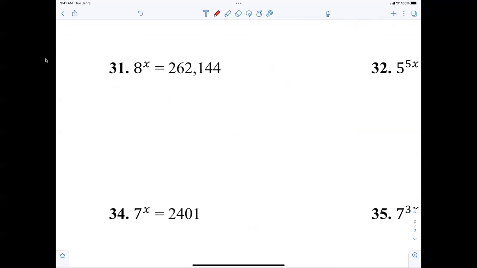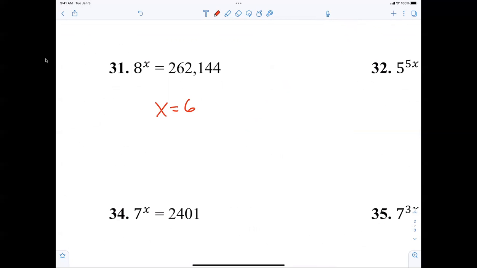Oh, this one's really obnoxious. 8 to what power is 262,144? Is it 6? Wow. So you can just say x equals what? We don't even have to do any work then. Right?